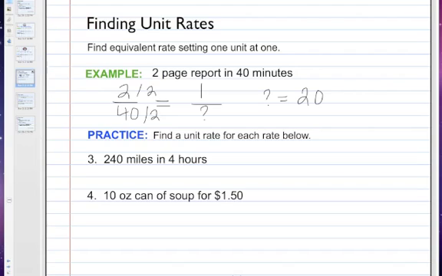Alright, now it's time for you to try to practice finding a unit rate. For number 3 and 4, set it up to try to find the equivalent rate and really think about which unit would make most sense to set to 1. When you're ready to check your work, press play.